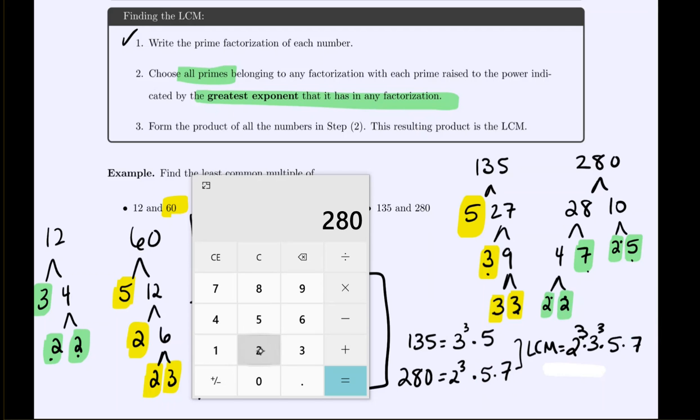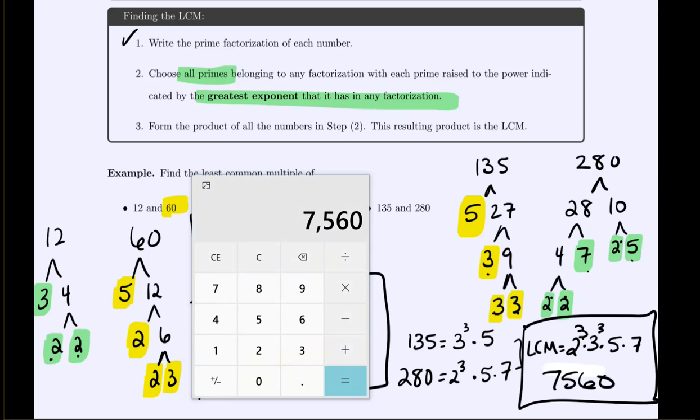If we wanted to figure out what that number would be, we'd say 2 cubed times 3 cubed times 5 times 7, and we get 7,560. That would be the least common multiple of 135 and 280.